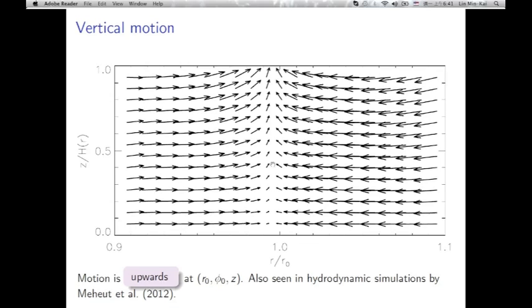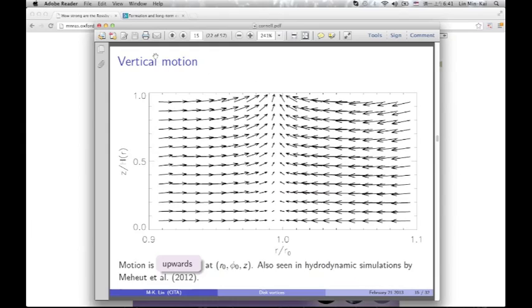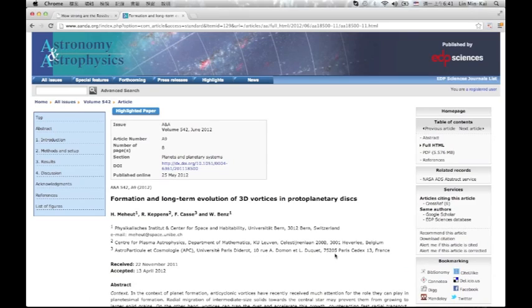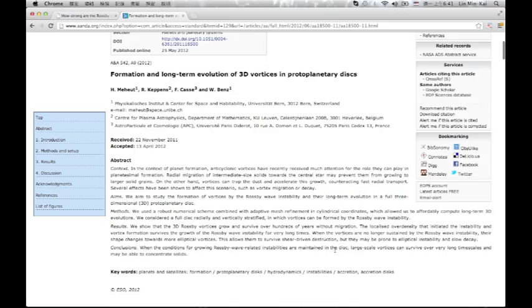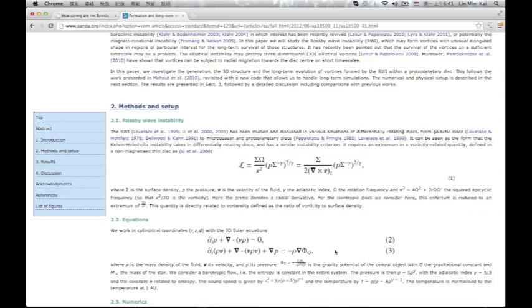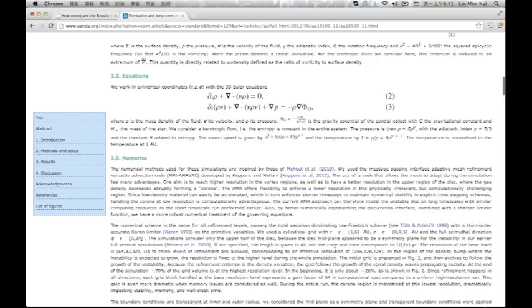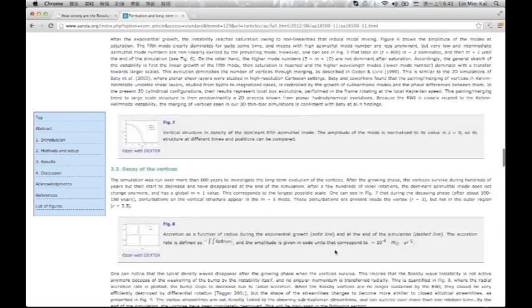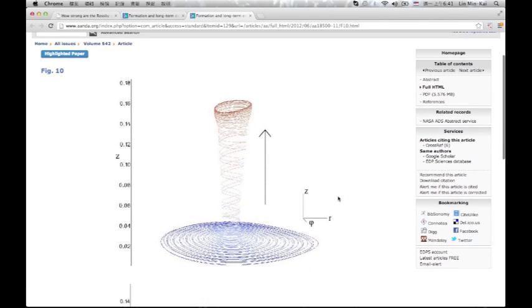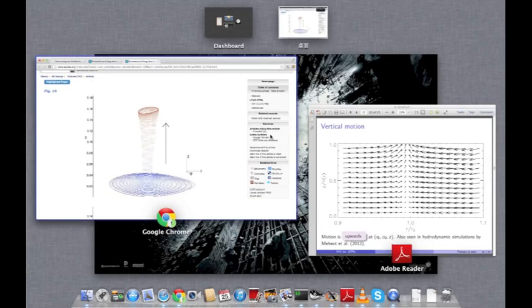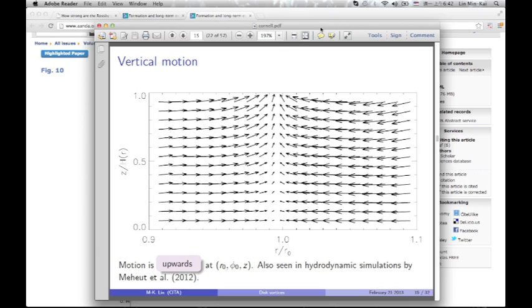So let me pull out another paper by Heloise Mayhew, another recent paper. This is a numerical simulations paper, and they simulated this Rossby wave instability in 3 dimensions for a polytropic disk. What they found was this figure here, which is the streamline or flow pattern of an anticyclonic vortex. So they found upwards motion associated with anticyclonic vortices, and that is consistent with this picture from the linear problem, that there is upwards motion at co-rotation.